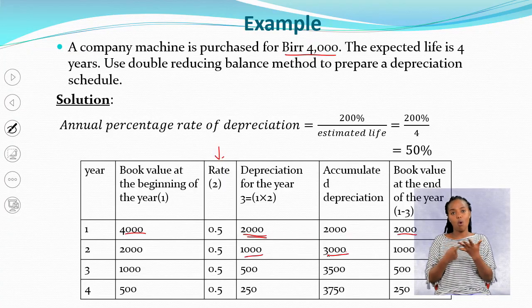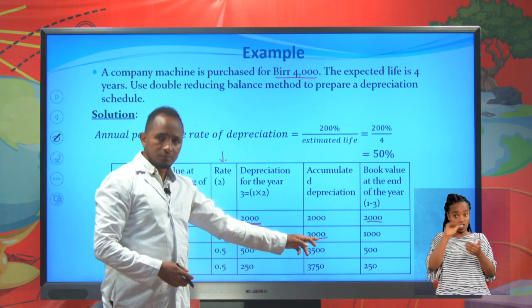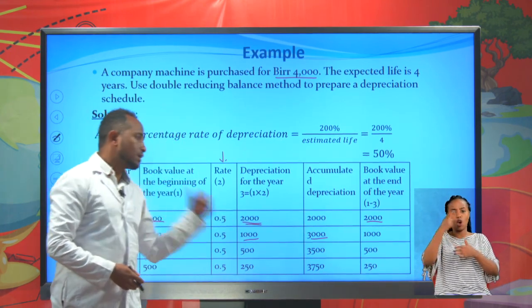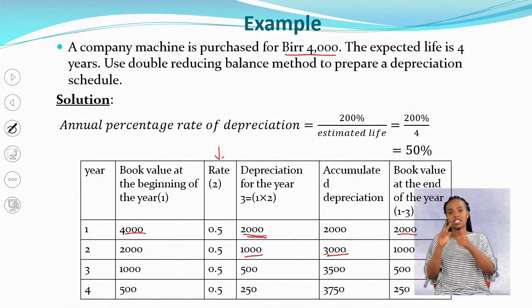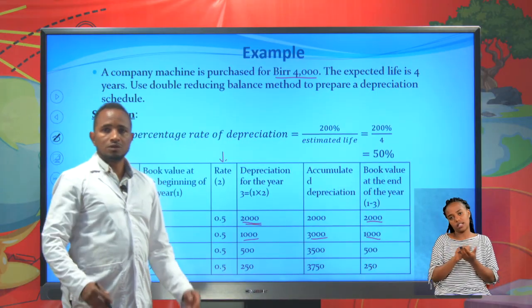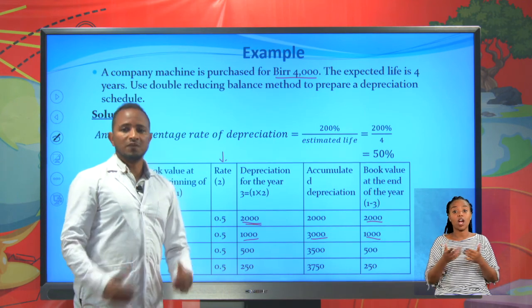So the book value at the end of the second year will be simply the original cost minus the accumulated depreciation. The original cost is 4,000. The accumulated depreciation is 3,000. The difference gives you 1,000. So the book value at the end of the second year will be 1,000. This will be the book value of the material at the beginning of the third year.